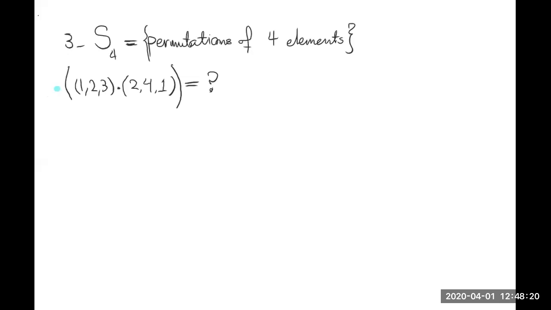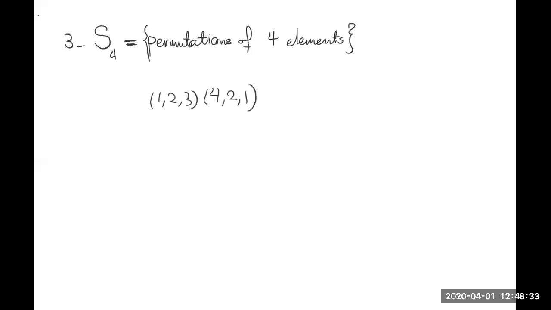So let me write it again. 1, 2, 3 is an element there. 4, 2, 1 is another element there. There are two elements of this group. If you do multiplication, you would end up with another element in S4. And I'm asking what is the order of that element. Does it make sense?